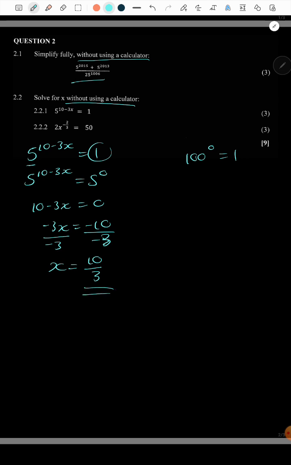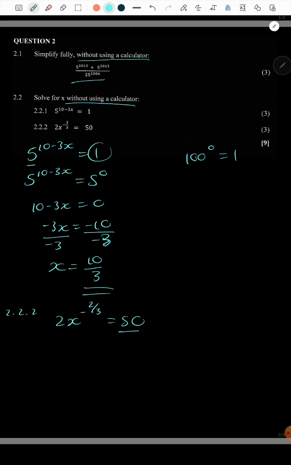And then let us go to 2.2.2. So 2.2.2, we are given 2 times x to the power negative 2 over 3, which is equal to 50. And then now we are asked to also solve this, remember, without the use of a calculator. We are asked to solve it. Then what is it that we can do?